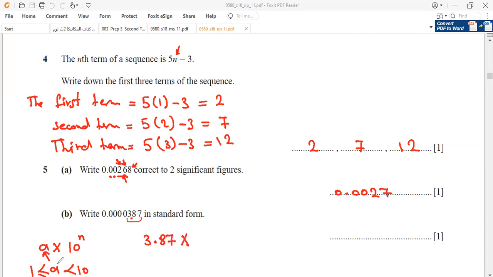3.87 will be the number A here. 3.87 is greater than 1 and less than 10. Now we want to go to the left. From this point to the original point, how many digits are between these 2 points? 1, 2, 3, 4, 5 to the left. So we multiply this number by 10 to the power of negative 5. The answer here will be 3.87 multiplied by 10 to the power of negative 5.